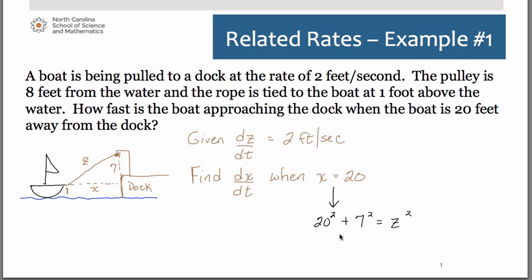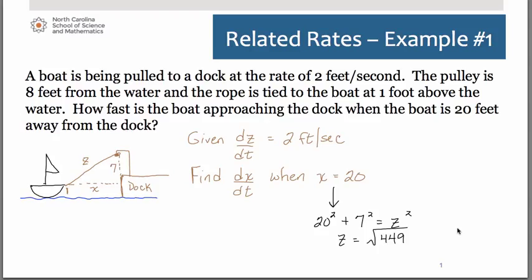And when you solve that out, you get that z is the square root of 449. You can leave it that way. You can simplify it if you wish. You could express it as a decimal. Although if you are going to express it as a decimal, be sure to store that value in your calculator for use later. So maybe it's just as easy to leave it as square root of 449.